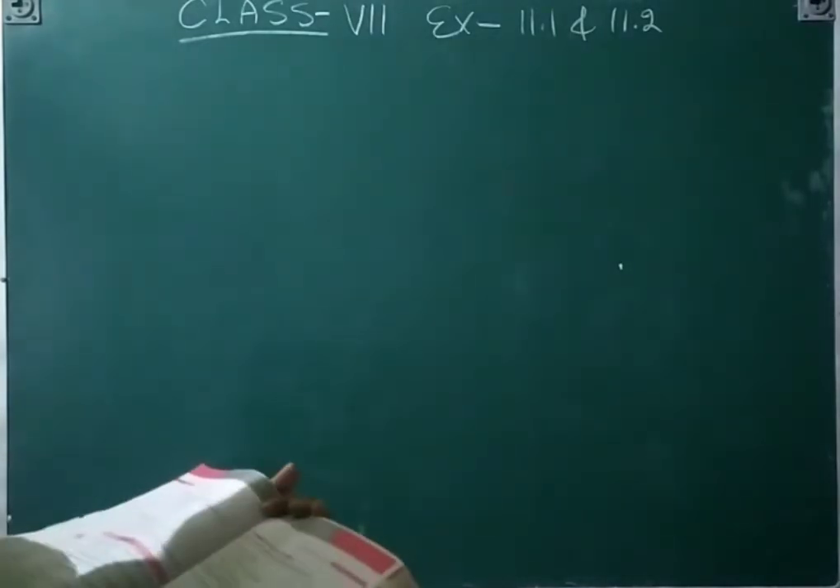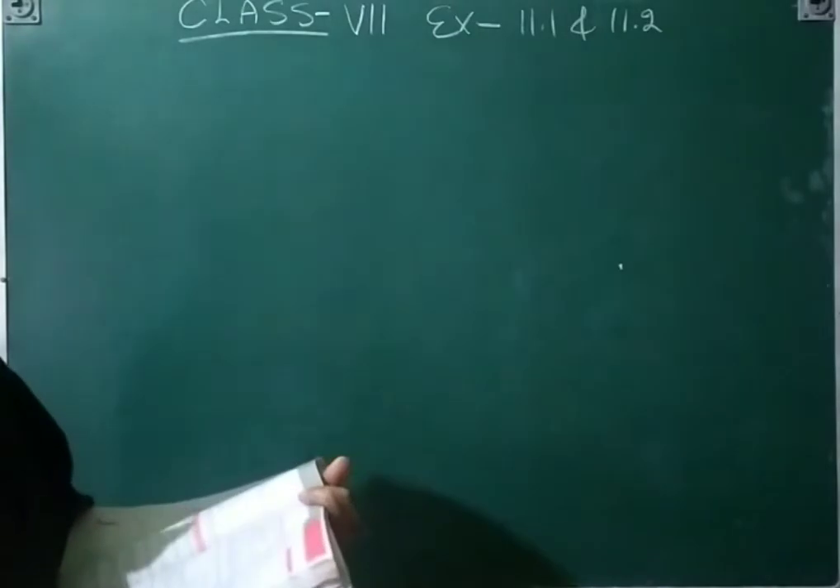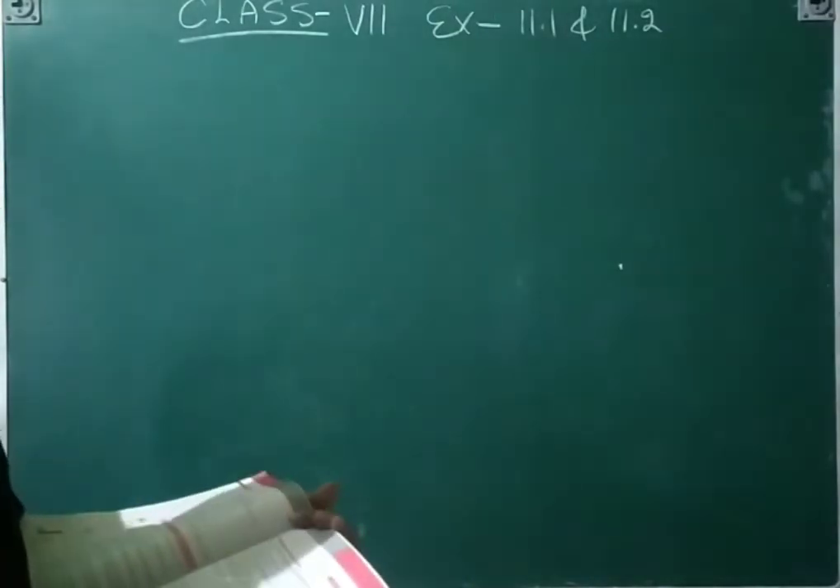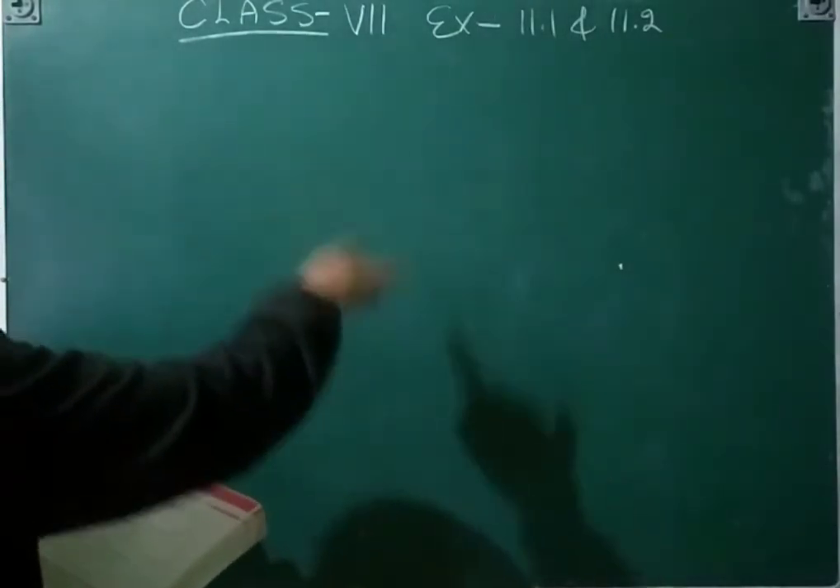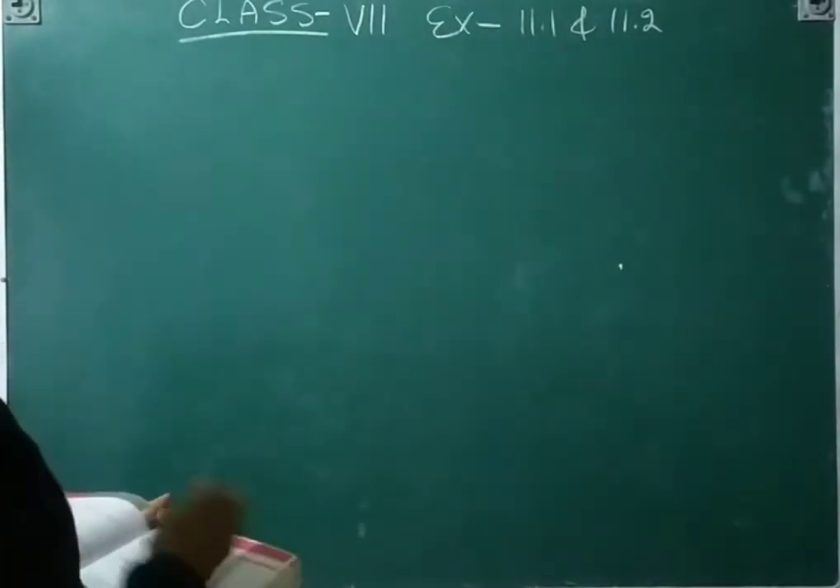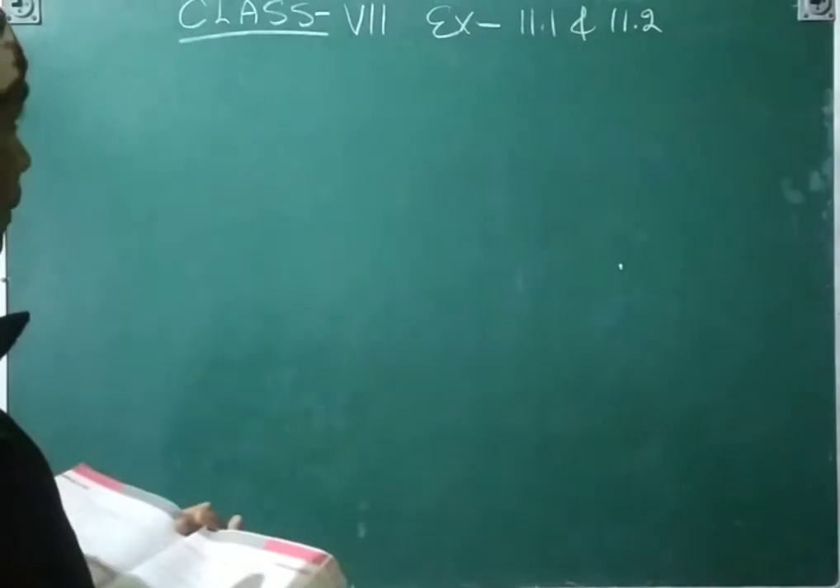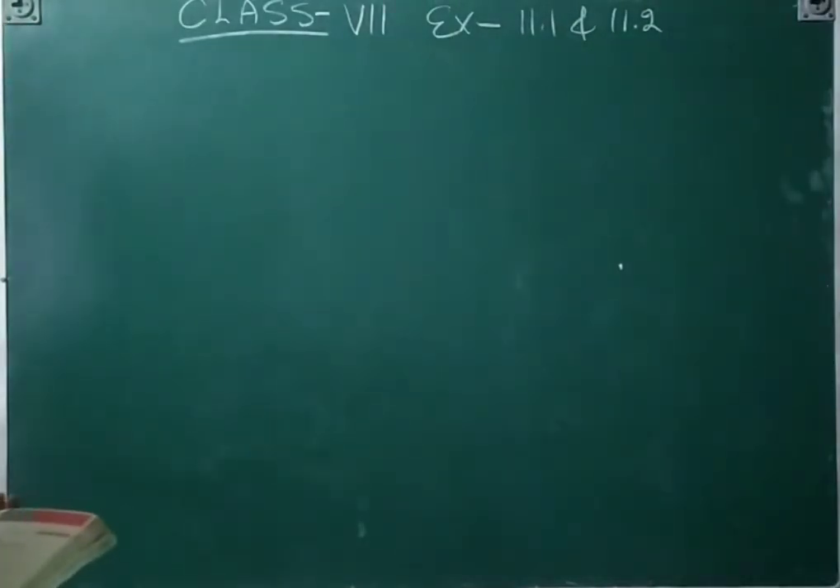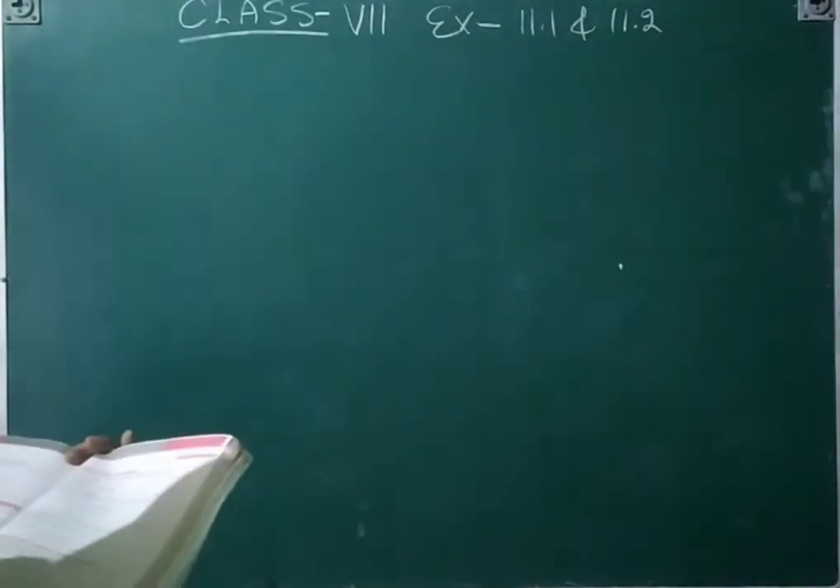Chapter 11, perimeter and area. Perimeter means all the boundary, and area means the whole diagram that is included. So we are doing exercise 11.1 and 11.2 here. First, 11.1.